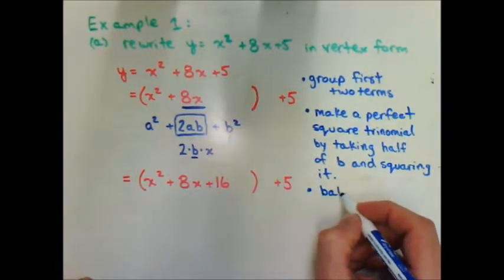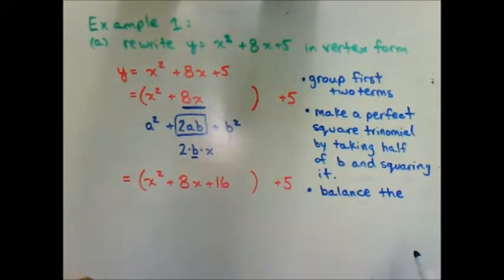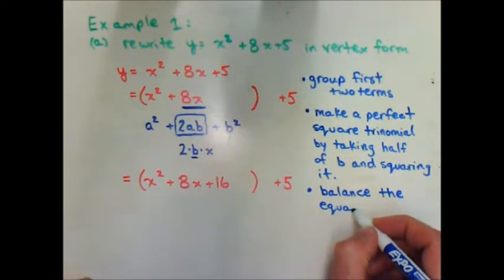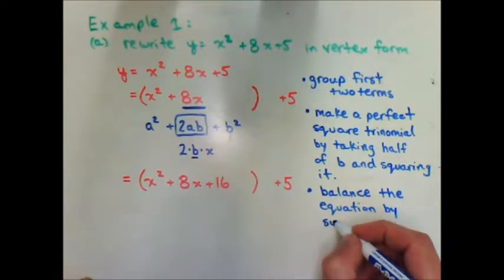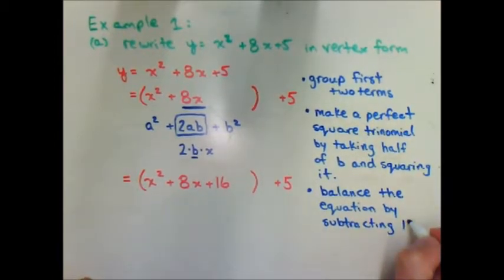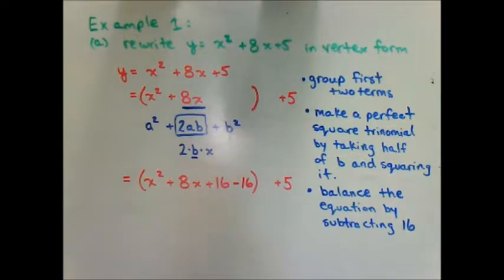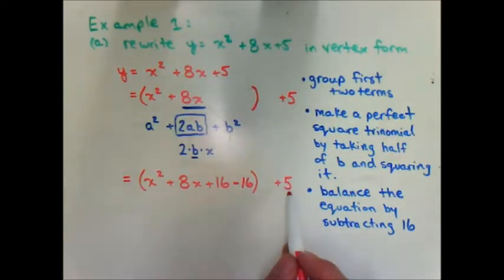Good. Balance. So is that step below the step that we didn't finish yet? It's all just nicely in order here. Balance the equation by subtracting 16. Still inside my bracket. So now I haven't actually changed the value of it at all. I still have x squared plus 8x plus 5.